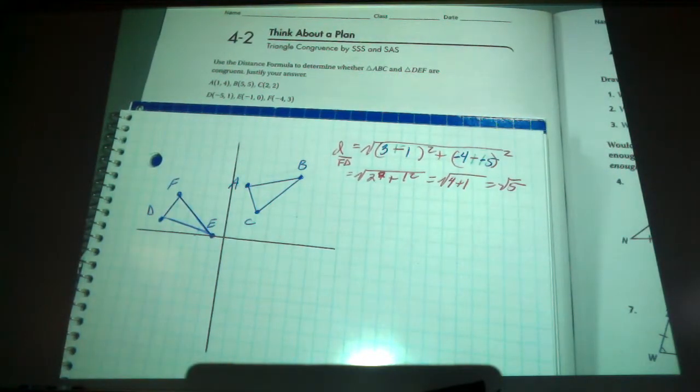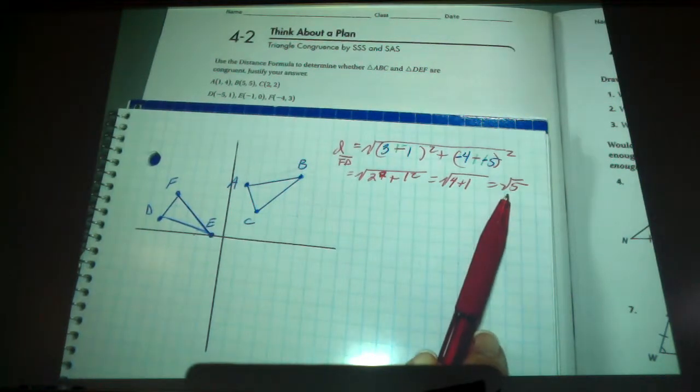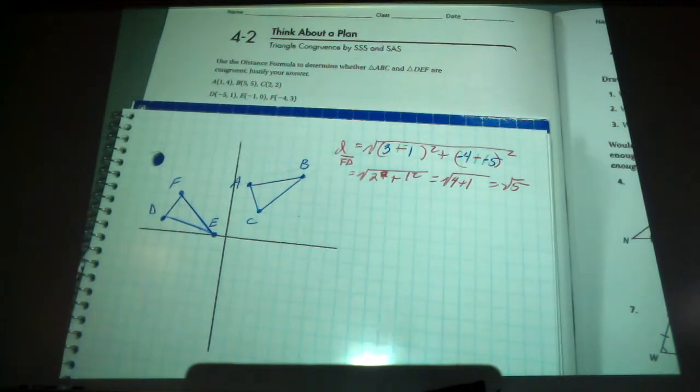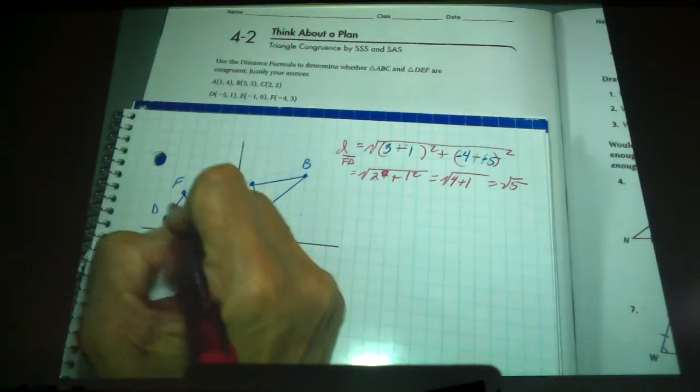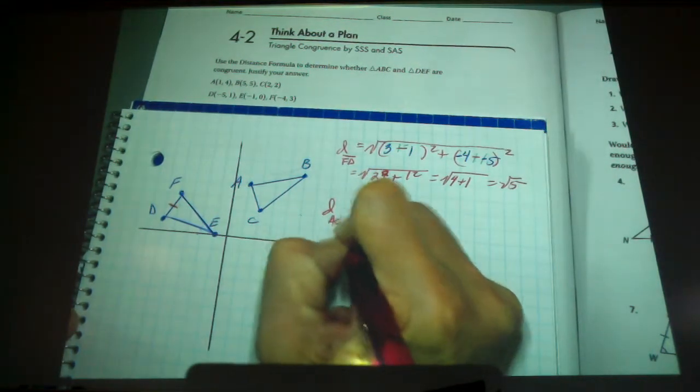Now when you're doing these, I don't require you to simplify the radical. If it were the square root of 45, we could pull out a 9 and take the square root of that, but I don't want you doing that because you want to be able to compare what's underneath the radical. So here's this one, tick mark 1. What do we think the corresponding side to that is? AC. So I'm next going to find the distance from A to C.